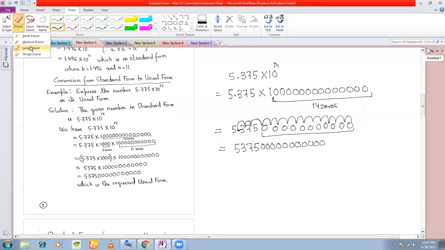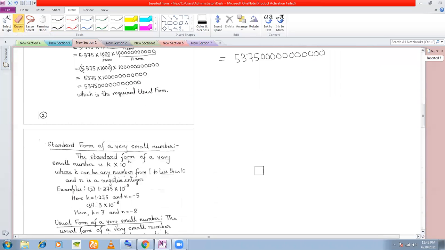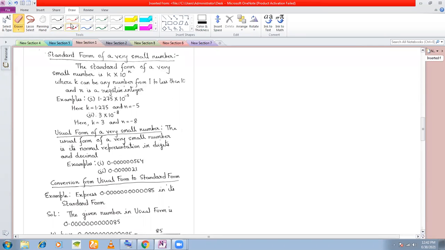Conversion to standard form is more important. If usual form is given, then how you will convert to standard form. Next, we come to the next topic, which is the standard form of small numbers. Now, what can be a very small number? Let's say the thickness of a coin is a very small number. Let's say a copper wire, the thickness of a copper wire, that is also very small. So these quantities can be very small.